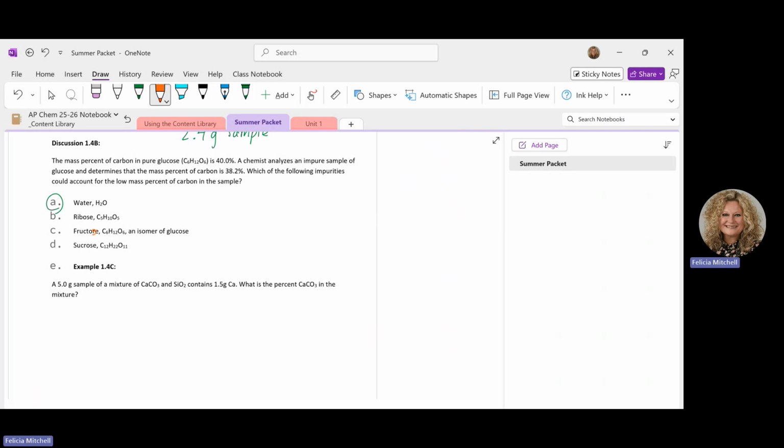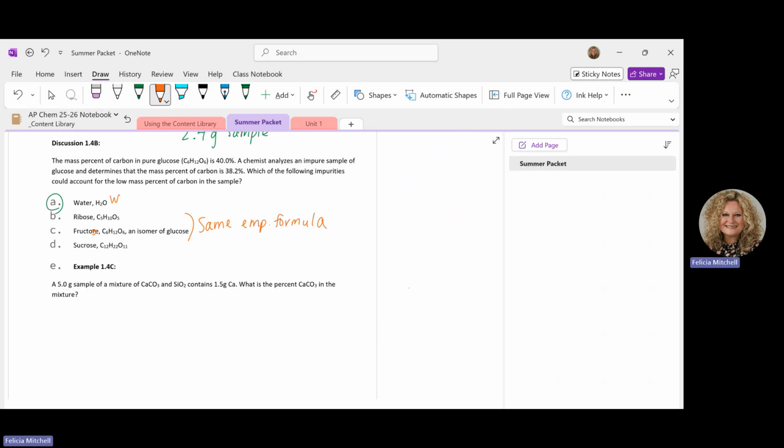Ribose, this should be fructose. Ribose and fructose actually have the same empirical formula as our guy up here at the top. So they're not going to have a different percent. They're not going to affect that.